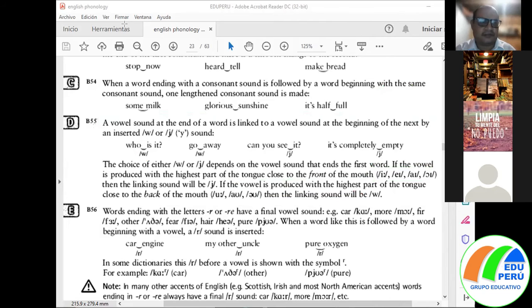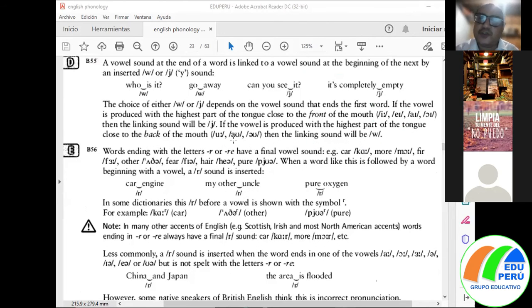They don't pronounce the final r, so they are going to use the intrusive r a lot when they want to connect two vowel sounds. But it doesn't happen in American English. That's why it is separated, because the previous two, wa and ja, are used in both accents, American and British. But the third one, the intrusive r, is mostly used in British English, not in American English.